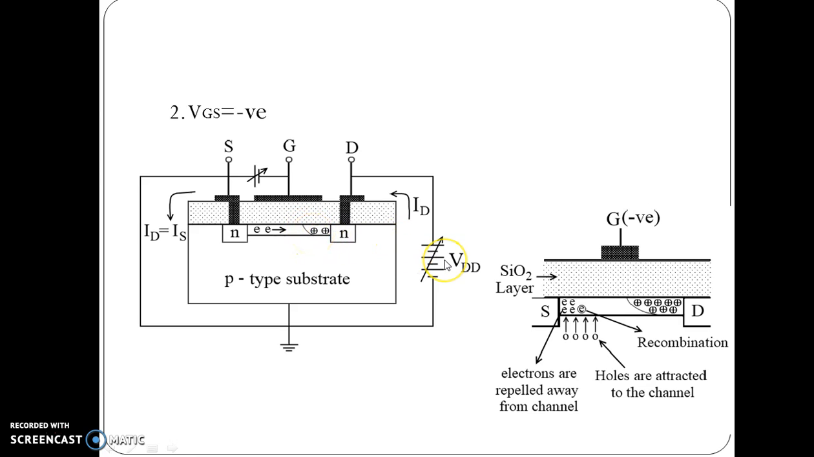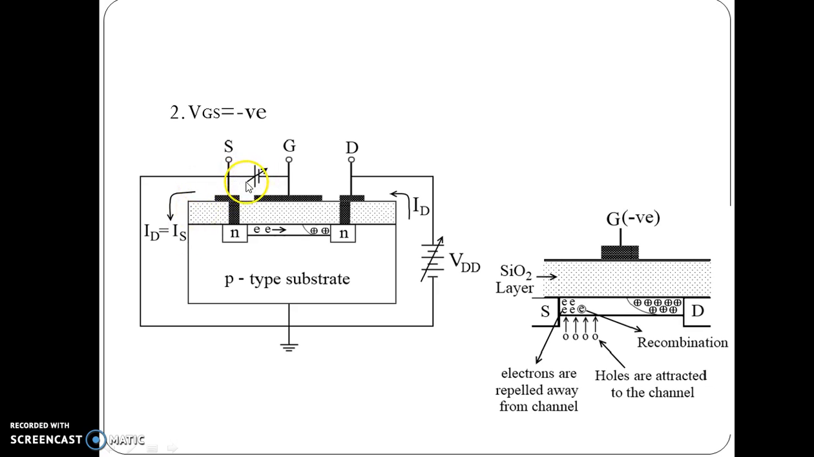As the positive VDD is increased, more electrons get attracted towards the drain terminal and the depletion region also goes on increasing. At one stage, ID becomes constant. In this case, the constant level is below that of VGS equal to 0 volt.